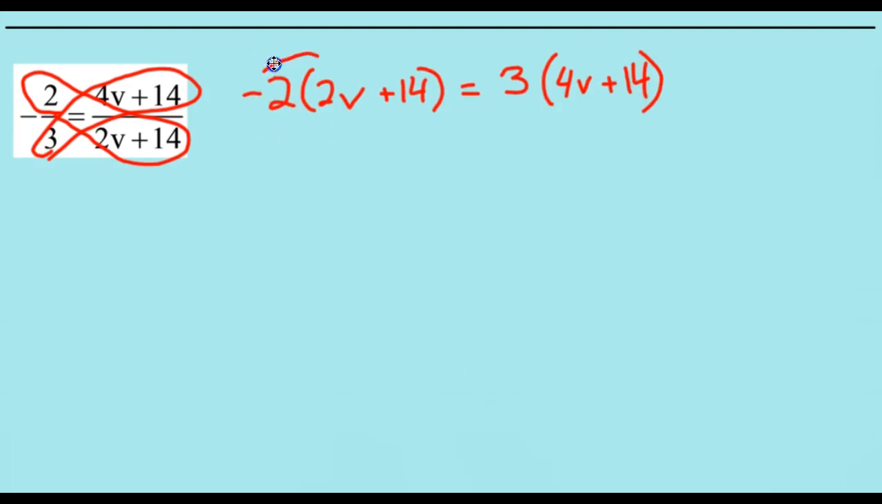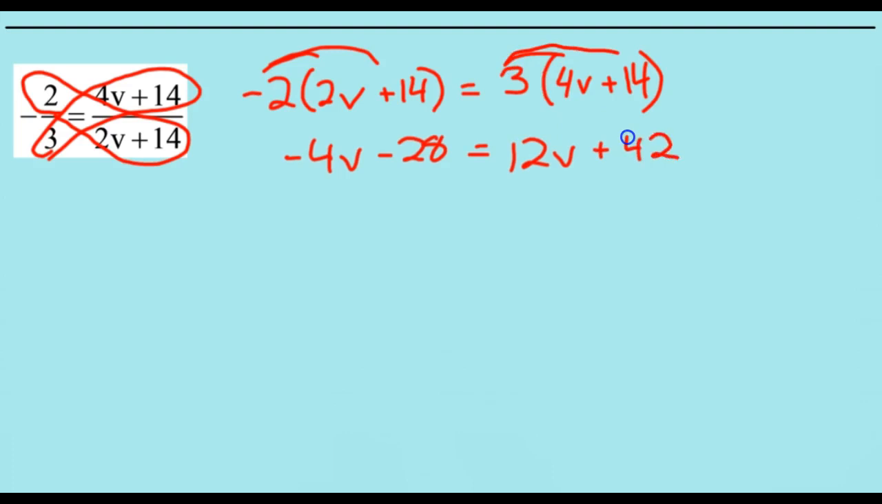So if I distribute these, I have negative 2 times 2, which is negative 4v. Negative 2 times 14 is negative 28. And 3 times 4v gives me 12v. 3 times 14 is 42. So I have negative 4v minus 28 equals 12v plus 42. Now I'm going to get my variables on the same side. I'm going to pick this side because that will leave me with a positive variable. I add 4v to both sides.